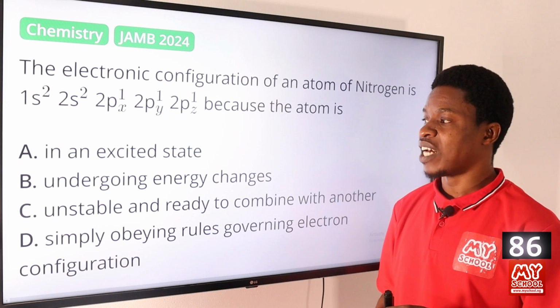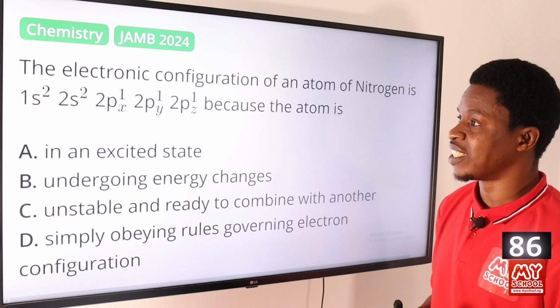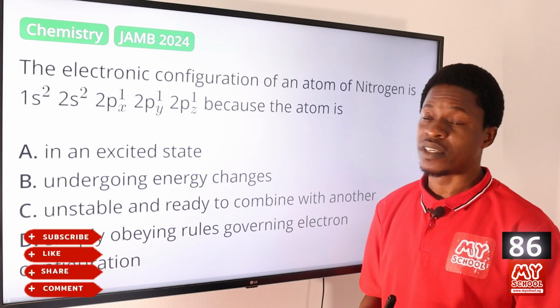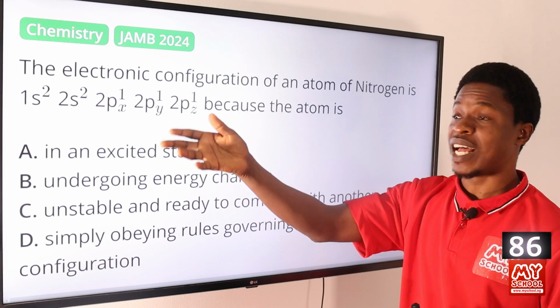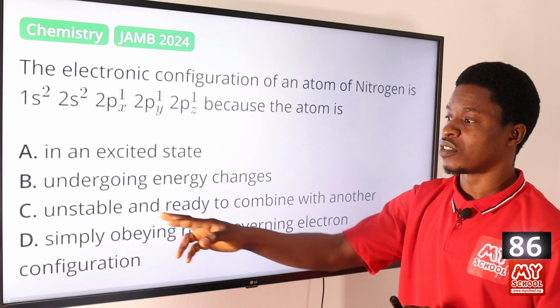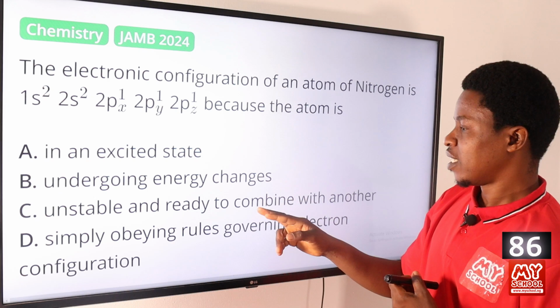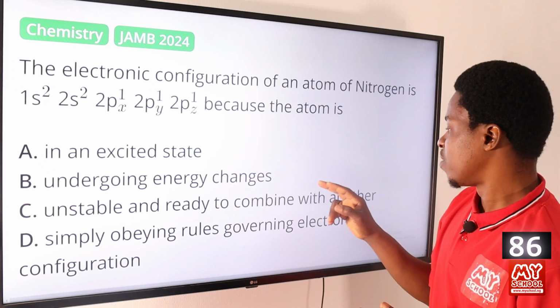Option B says undergoing energy changes. If it's undergoing energy changes, that means we are talking about the change in enthalpy, but this does not really depict that it is undergoing energy change. Option C says the atom is unstable and ready to combine with another.